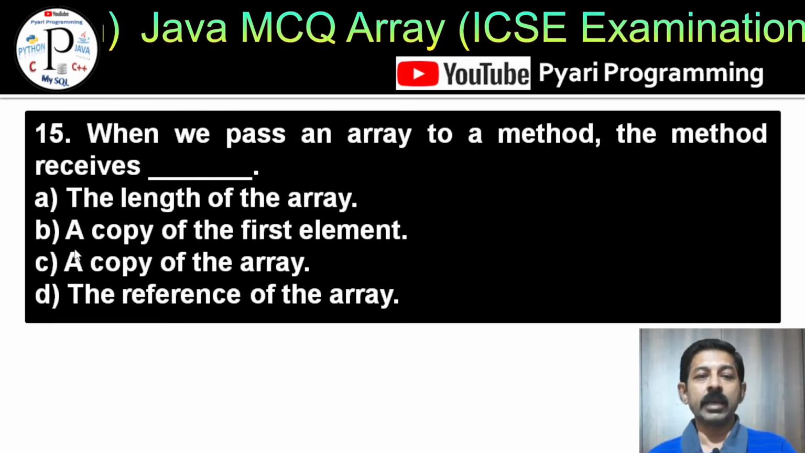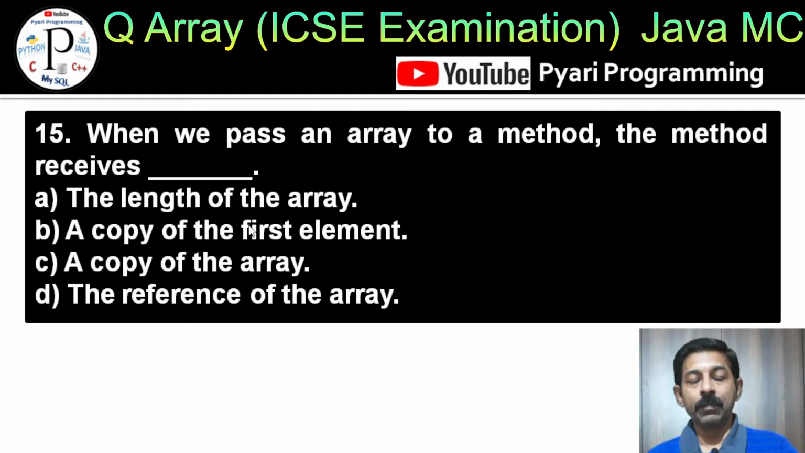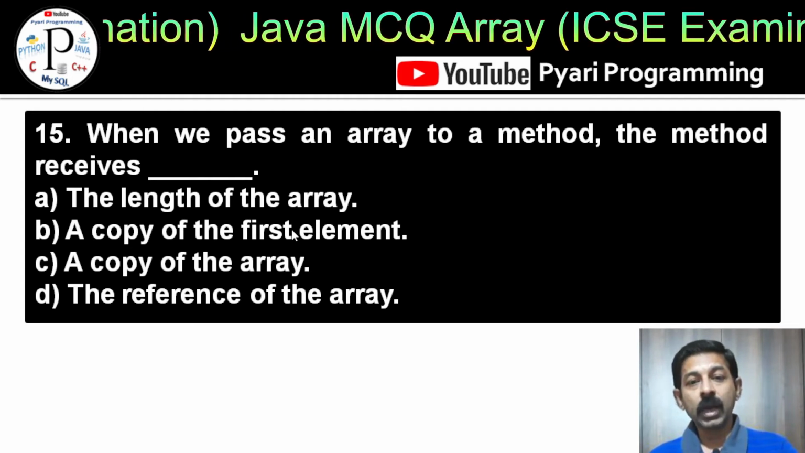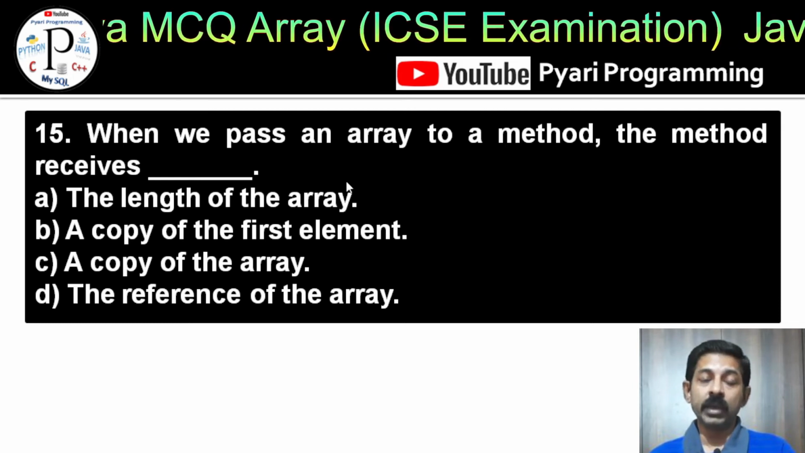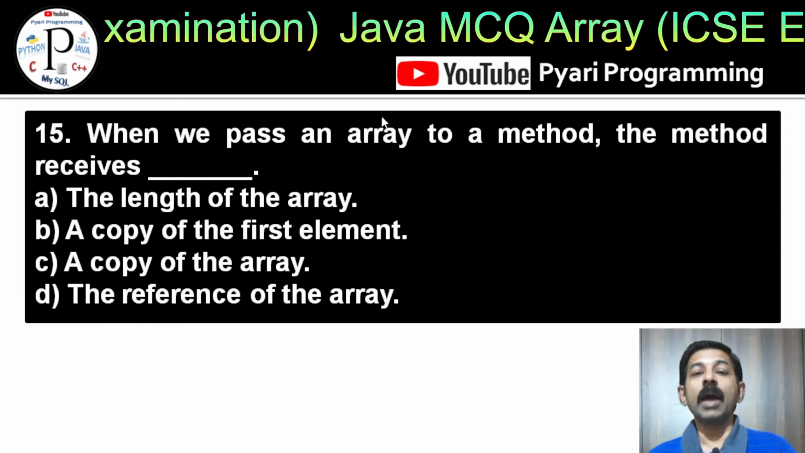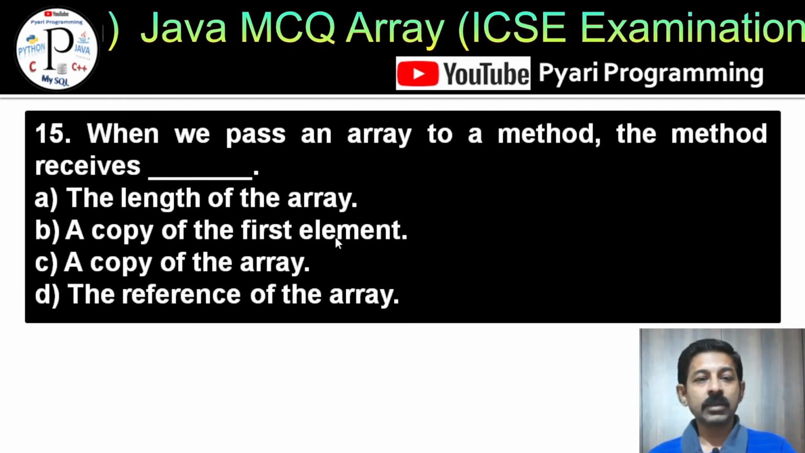तो ये right answer नहीं है. A copy of the first element. First element is a value. That means fundamental data type needs to be there in a function header or method header, but it is saying that I am passing an array. So ये भी आंसर नहीं हो सकता.